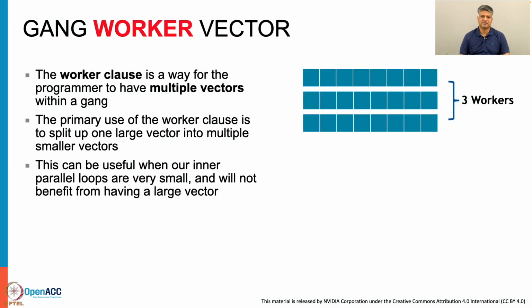The worker clause is a way for the programmer to have multiple vectors within a gang. The primary use of the worker clause is to split up one large vector into multiple smaller vectors. This is very useful when our inner parallel loops are very small and will not benefit from having a large vector. Remember that if your workload is very small, it's not useful to parallelize because the overheads of parallelization then become too prohibitive and any benefits of parallelism are then lost. So if you have small workloads, which typically are in the innermost loops, it is better to run them serially.